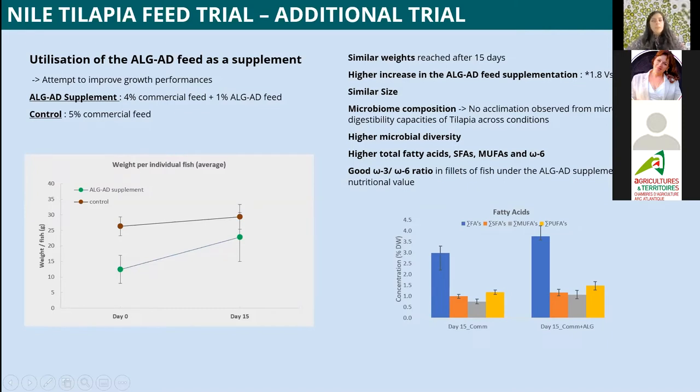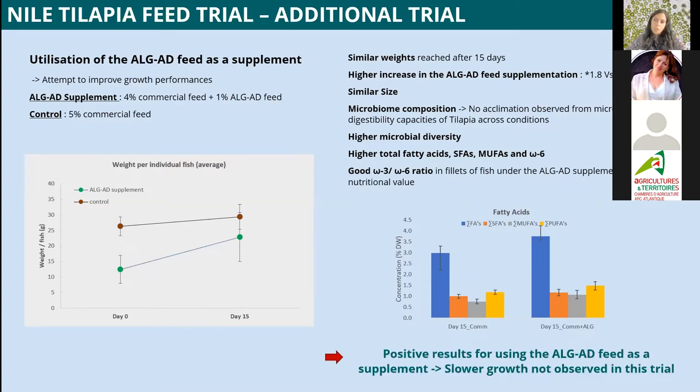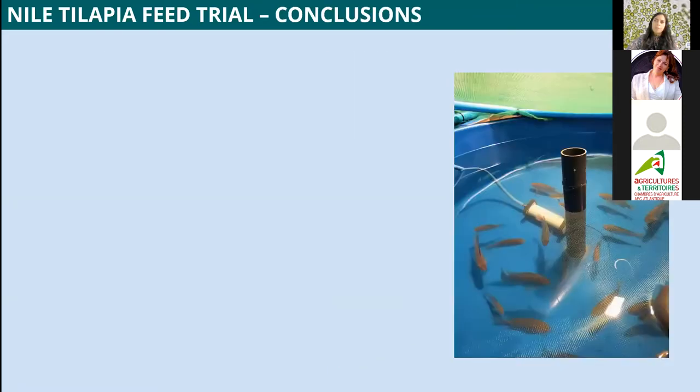We found the same positive results as in the previous trials, so a better microbiome composition with a higher microbial diversity. Also higher levels of total fatty acids and other fatty acids, and again, a good omega-3, omega-6 ratio. So overall, quite positive results with the ALG-AD feed used as a supplement, because we found all the same advantages as before, but without the issue of the growth being a bit less good for this trial.